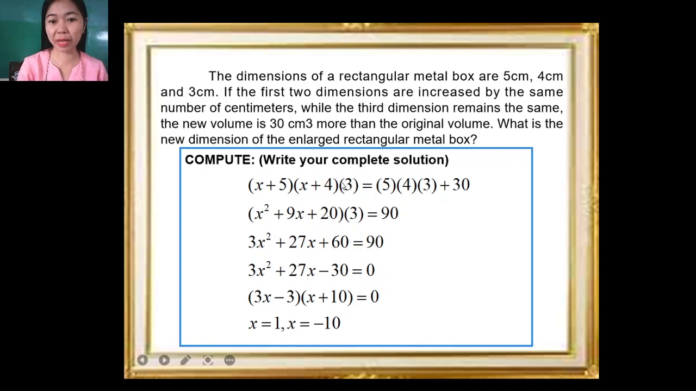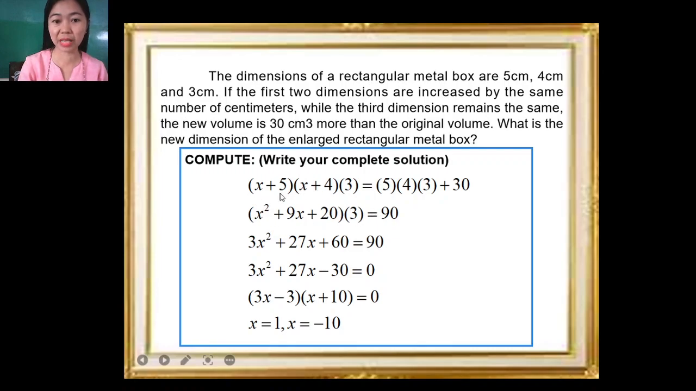And then, multiplied by the third factor, 3, is equal to, yung right side natin, if we're going to simplify, 5 times 4 is 20, times 3 is 60, plus 30 is 90. Then, yung left side again, we are going to simplify further, multiplying 3 to those terms inside the quantity.